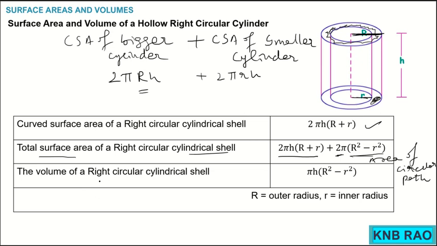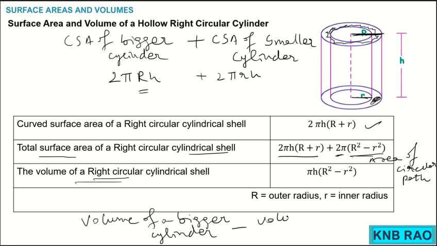Now volume of a hollow right circular cylinder. Similarly, it is the volume of the bigger cylinder minus volume of the smaller cylinder. That's how this volume difference will give you the volume of this cylindrical shell.